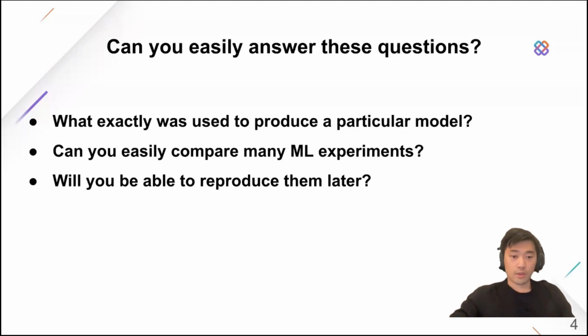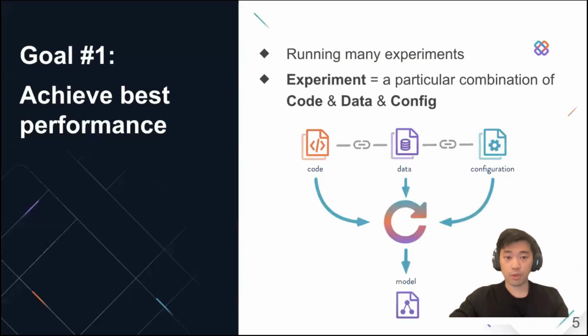And we ask those questions typically because we want to achieve certain goals. And I want to present 3 goals that I think are fairly common when it comes to computer vision projects and more generally deep learning projects. So we obviously want to achieve best performance. What it means in practice is we need to run many different experiments.